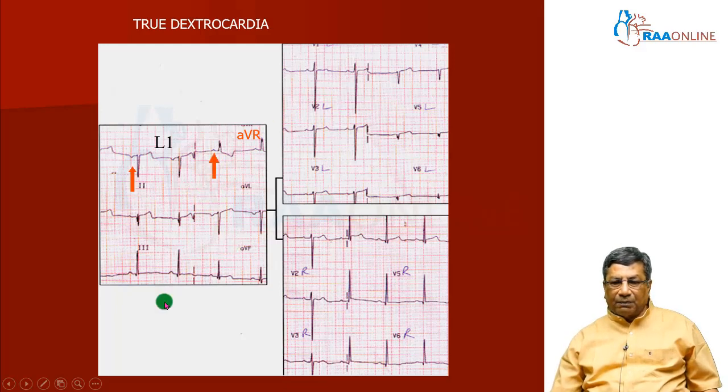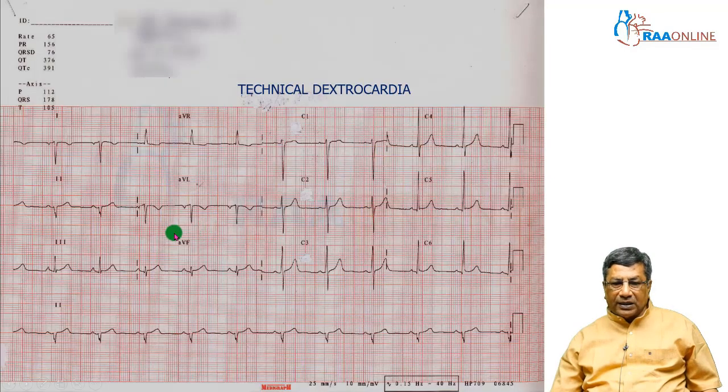Whereas, in the limb leads, when a P wave is inverted in L1 and upright in AVR, look at the left-sided leads and the right-sided leads. If the R wave is progressing in the right-sided leads, it's a true dextrocardia. Whereas, look at this ECG here. The P wave is inverted in L1, upright in AVR, but the QRS is progressing normally over the left-sided leads. That means your heart is on the left side.